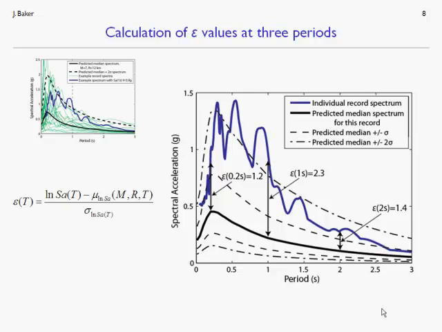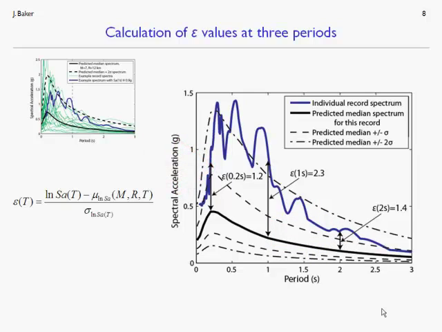And so we can count how far away this particular observed spectrum is from the median predictions at a particular period. So at 1 second, we were about 2 standard deviations larger than the prediction, actually 2.3 to be more specific. If we go over to 2 seconds, we see that we're 1.4 standard deviations larger than the median prediction. And on the left at 0.2 seconds, we were 1.2 standard deviations larger than the median. So let's keep those numbers in mind.